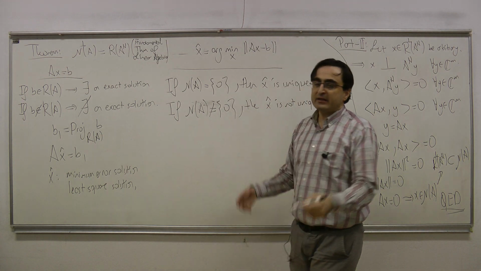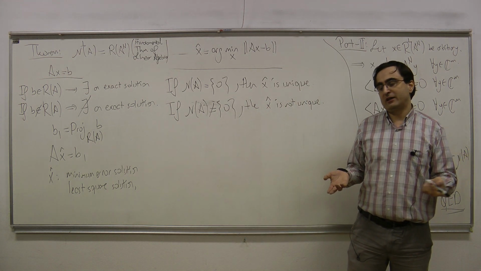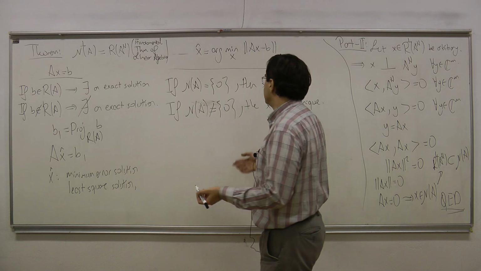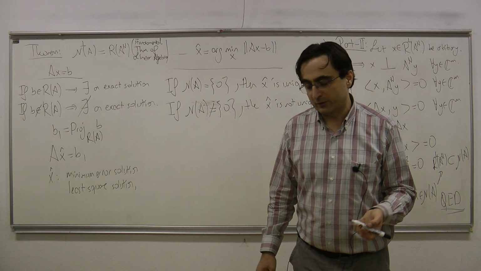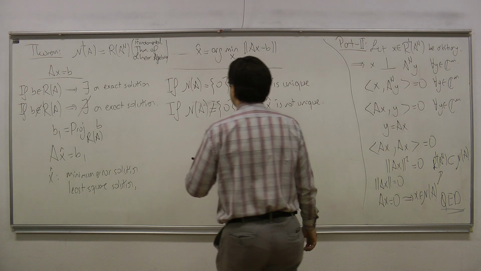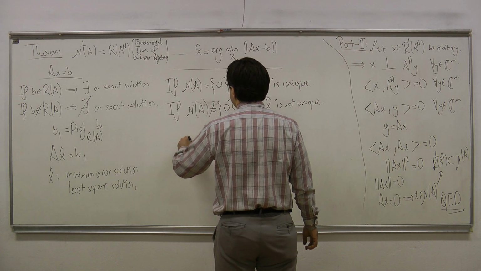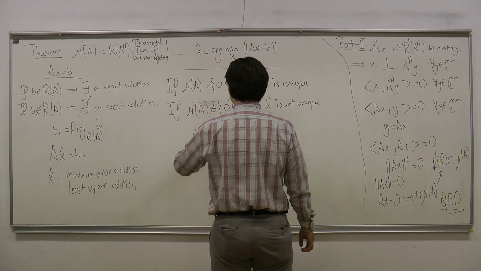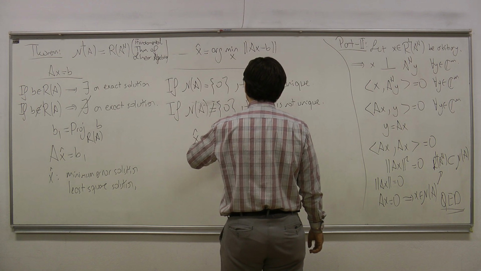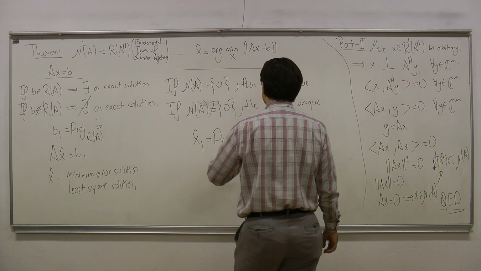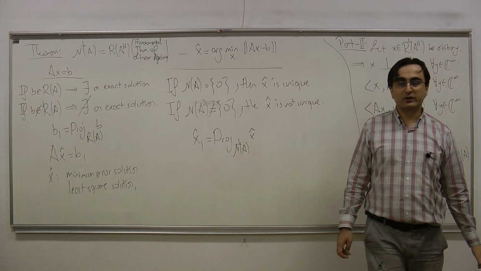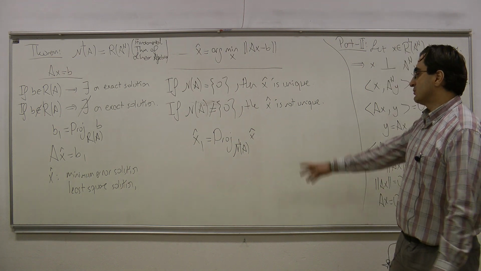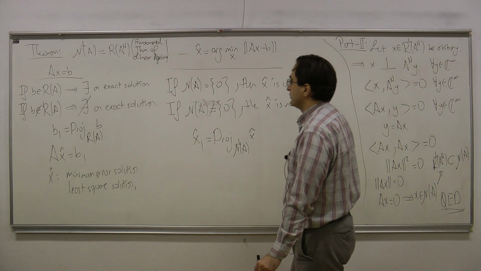Okay? In that case, we are going to be looking for a unique solution by minimizing the norm of any such solution. Okay? So then what we do is that we take an arbitrary solution x set and we project it onto the null space of A orthogonal complement. Take an arbitrary solution and then project it on the null space of A orthogonal complement.